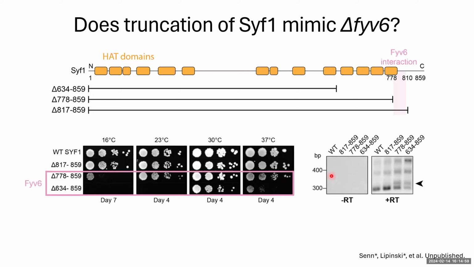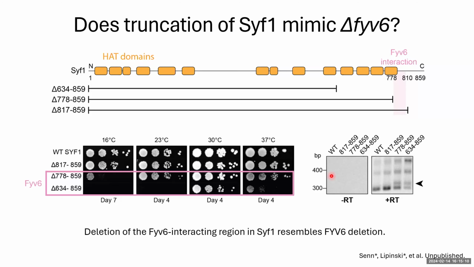Again, looking at our Sus1 RT-PCR, we can see that the appearance of this alternatively spliced mRNA occurs when we truncate through the FYV6 interacting region in CYP1. And so we think that this region is functionally important for FYV6, or alternatively important for recruitment of FYV6 to the spliceosome.